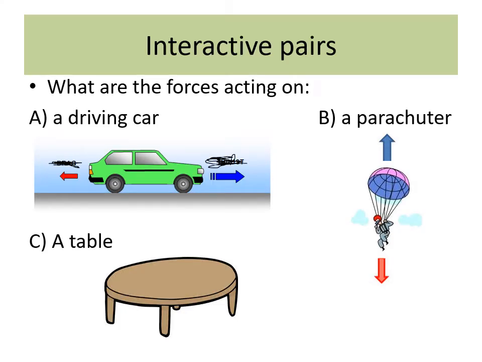So what about interactive pairs? When we talk about interactive pairs, it means forces acting on an object always act in pairs. There are three pictures of a driving car, a parachutist, and a table. Pause this video and discuss with your partner what these forces are showing. What force is shown by the blue arrow, what force is shown by the red arrow? You have 2 minutes of discussion time, and let's see how many forces you can figure out.